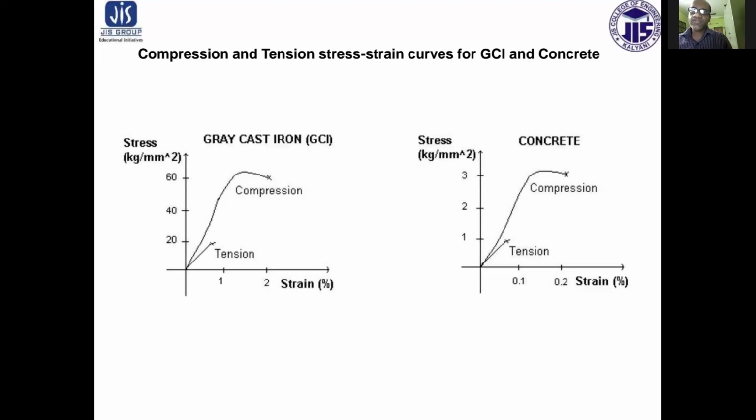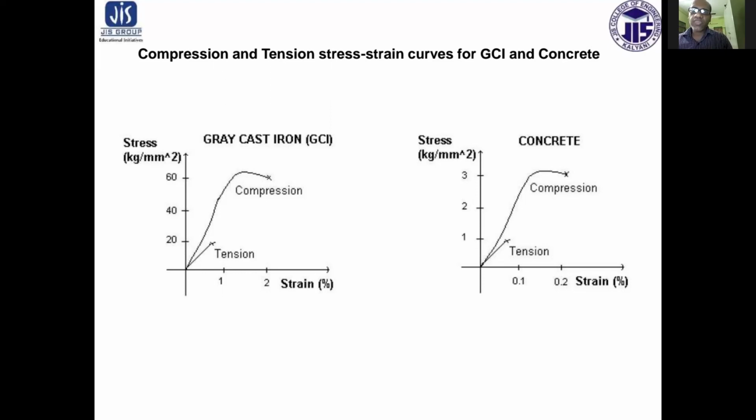So in this figure, it is shown a comparison of the tension stress-strain curves for gray cast iron and concrete. Gray cast iron is also a brittle material. Under the tension test, it shows little strength, and in tension it fails early.